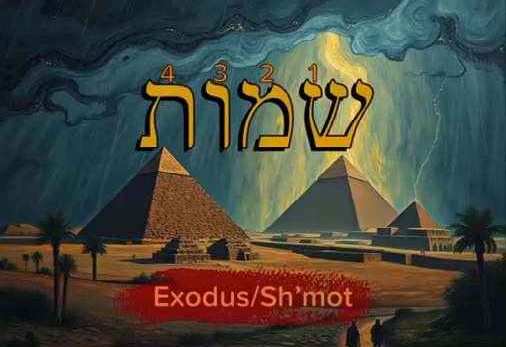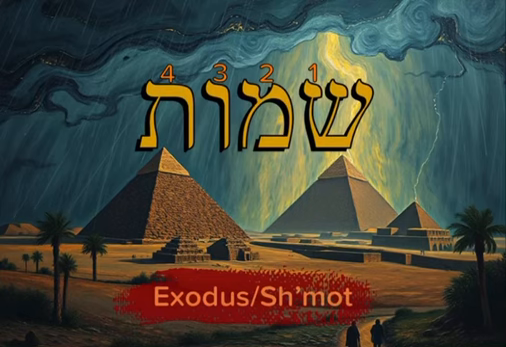So I've got a question for you. When you think of the book of Exodus, what are some of the first things that come to mind? And the reason I ask that is because I want us to take a look at the Hebrew word shemot, which is actually what Exodus is called in the scrolls.